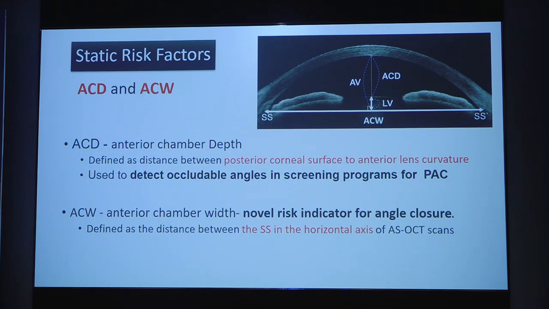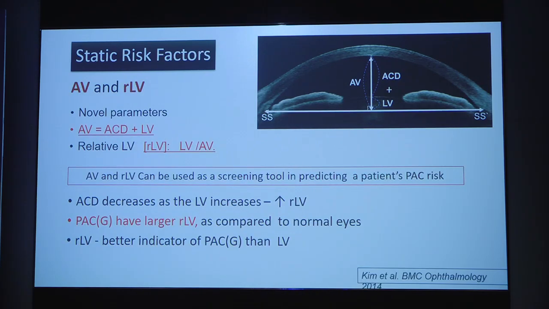Anterior chamber depth, we all know. Anterior chamber width is the distance between the two scleral spurs. So this is again a very recent parameter, and this is an indicator for angle closure. So this is still under research. Another is anterior vault, which is an addition of anterior chamber depth and lens vault.